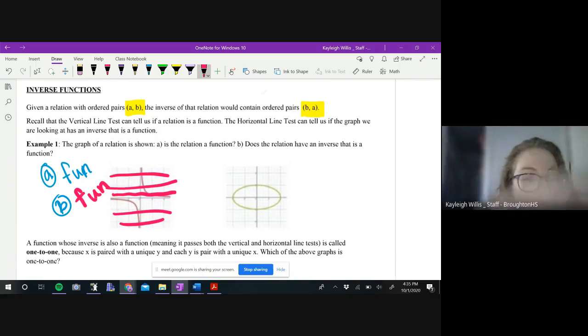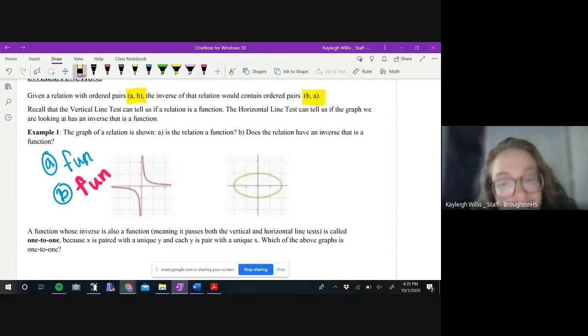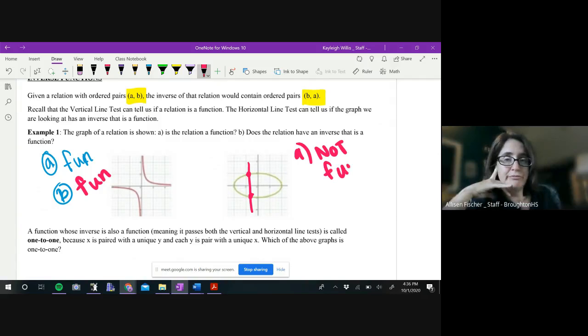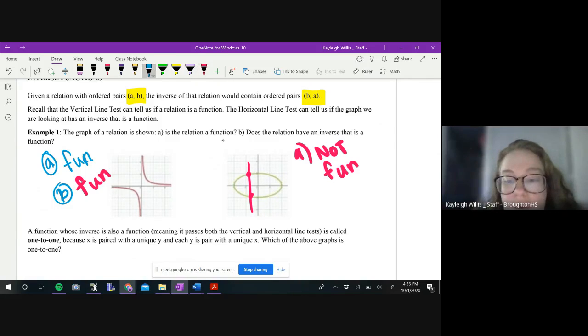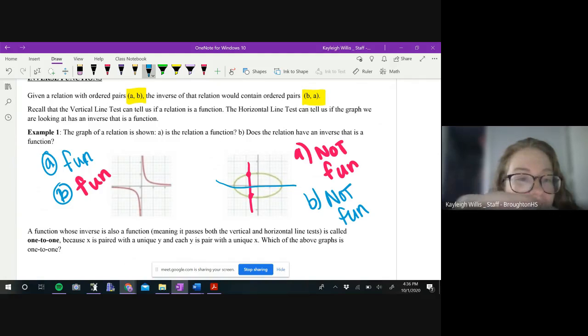It's also a function. Okay, now looking at this next one, if I drew a line or took my pencil, it would hit it bam, bam. So no way. Not a function. And then for the inverse, also not a function. But I'm having fun. Yes, that's what I hope and dream for everybody.